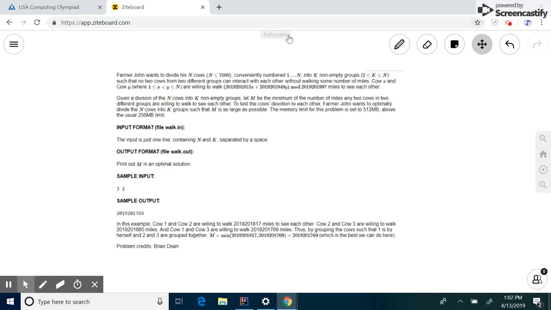Today we will be tackling the second gold problem from the 2019 USACO Open. This problem reads that we have n cows, with n bounded by 7,500, and we want to split them into k groups such that no two cows from two different groups can interact with each other without walking some number of miles. The miles that cows x and y walk are this large number times x plus this large number times y, mod this large number, to see each other. So now we want to find the minimum number of miles that any two cows in two different groups are willing to walk to see each other, and we want to make m as large as possible.